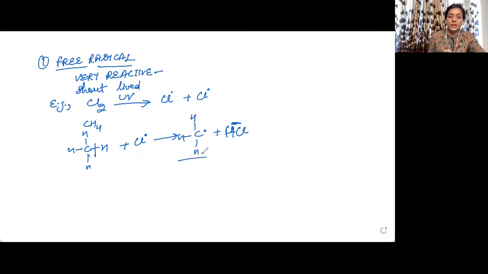Now again, this methyl free radical is going to be very reactive and it will react further. That detail we will go into when we discuss the different types of organic reactions, right? So this is how a free radical is formed. Now what are the types of free radicals? So let me just clear my screen. Now we are moving into the types of free radicals.